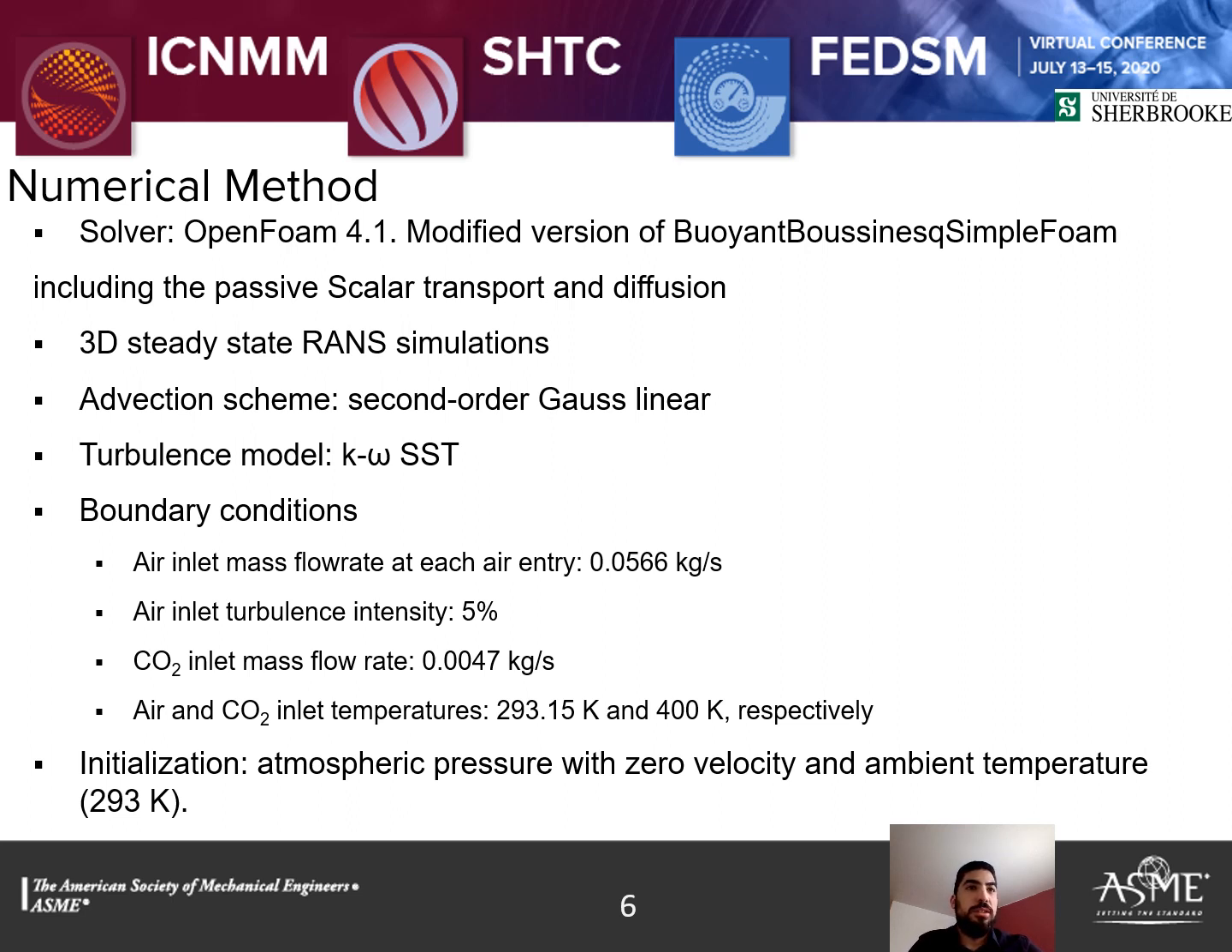Concerning the boundary conditions, we imposed a mass flow rate of this value at each air inlet of the kitchen with a turbulence intensity of 5%, and we imposed a mass flow rate for the CO2 at the burner surface of this value. Concerning the temperature, the air has an ambient temperature of 293.15 Kelvin, and the CO2 has a temperature of 400 Kelvin respectively. For the initialization, we used atmospheric pressure with zero velocity and ambient temperature in all the kitchen.